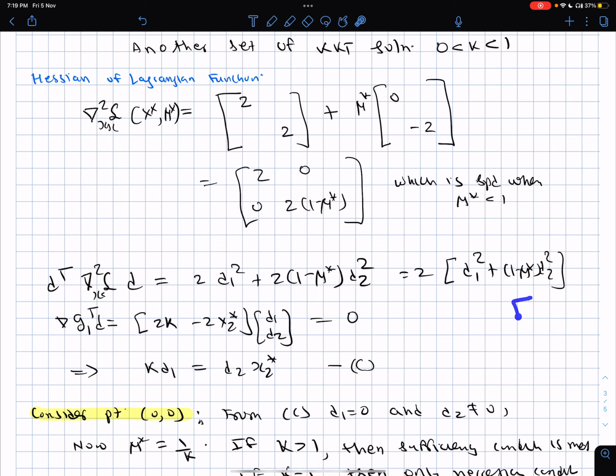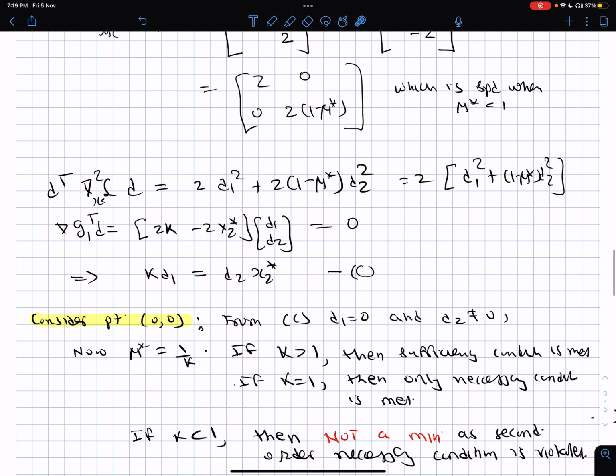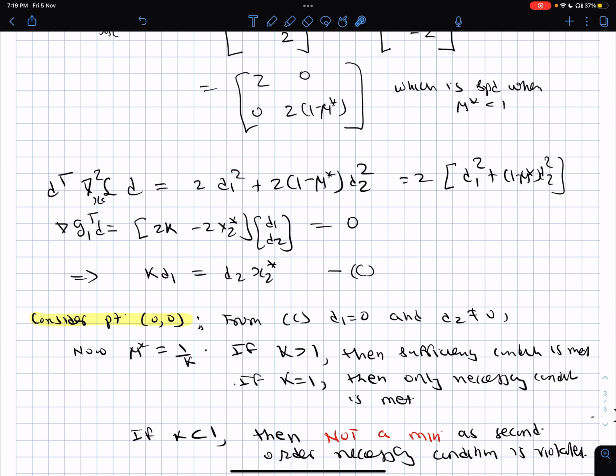And the vector d has to come from where? From the null space of the Jacobian of the active constraints, and there is only one active constraint, which is given by 2k x1 minus x2 square. So if you take partial derivative with x1, you will get 2k. If you take partial derivative with x2, you will get minus 2 x2, and therefore this Jacobian times d1 d2 should become equal to 0. In other words, these two can be cancelled, and k d1 should be equal to d2 x2 star.